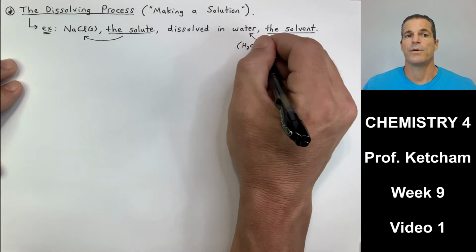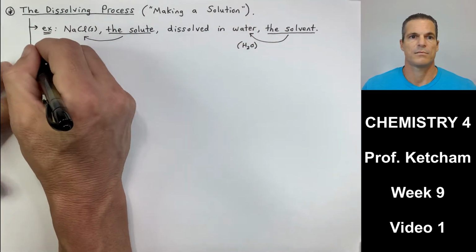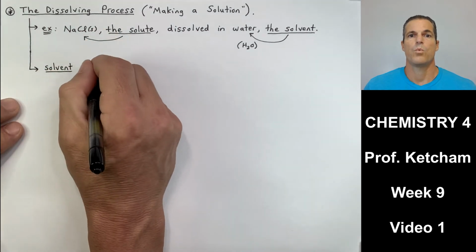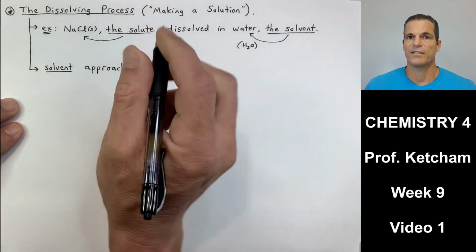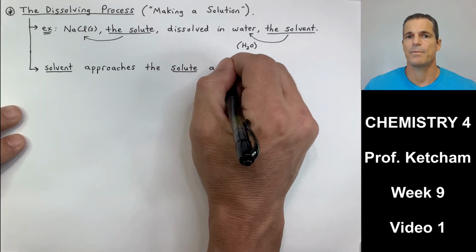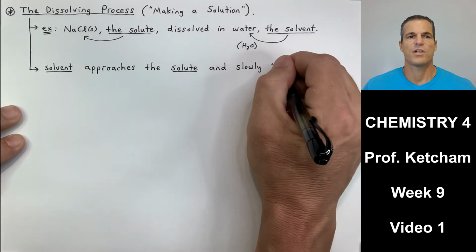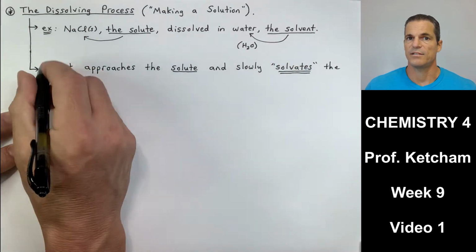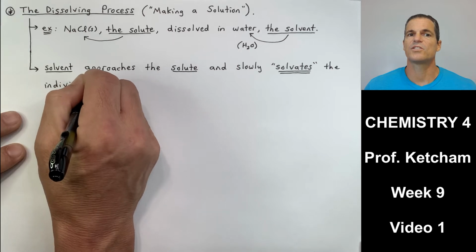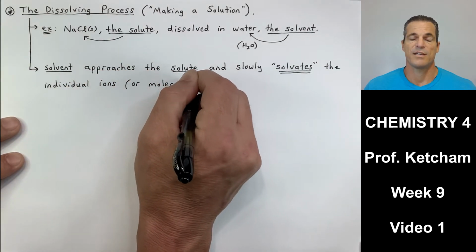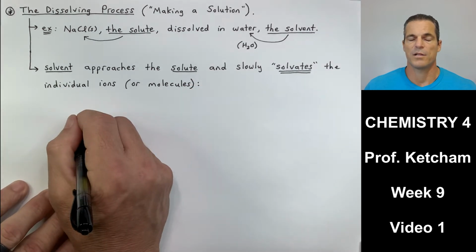So as an example, NaCl, solid. That's my solute. That's what gets dissolved. And then water is my solvent. Solvents are what do the dissolving. So here's what's going to happen, and I'm going to draw you a picture. The solvent, water, approaches the solute, NaCl, and slowly solvates the individual ions, in this case ions, but it can also do this with molecules.